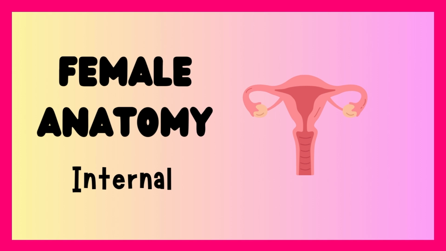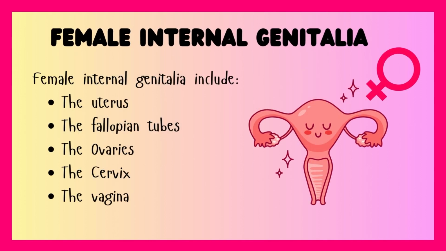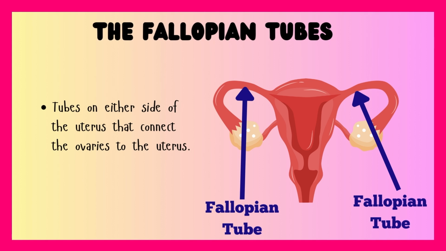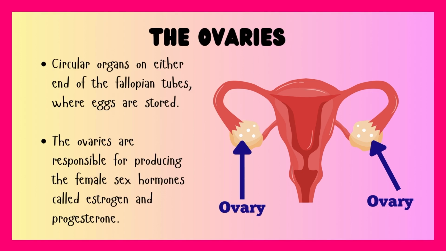Next, we are going to discuss female internal organs. Female internal organs include the uterus, the fallopian tubes, the ovaries, the cervix, and the vagina. The uterus is a hollow, pear-shaped organ located in a woman's pelvic region. The uterus is where a baby grows. The fallopian tubes are located on either side of the uterus, connecting the ovaries to the uterus. The ovaries are 2 circular organs on either side of the fallopian tubes. The ovaries are where eggs are stored. The ovaries are responsible for producing the female sex hormones estrogen and progesterone.